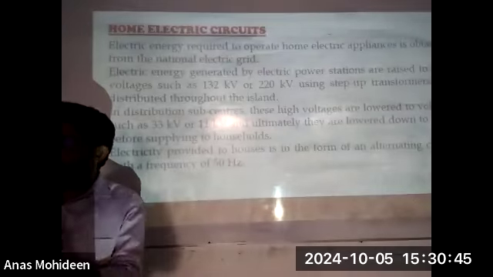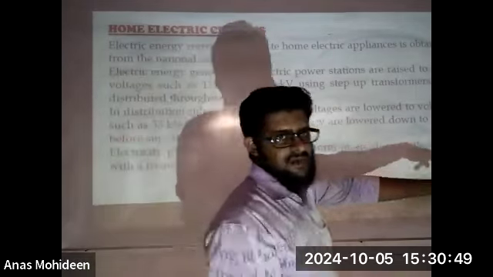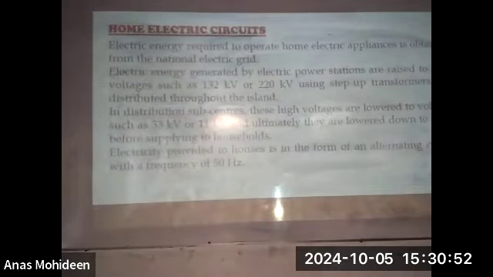And even this is not to be provided directly. Further, it will be reduced by another step-down transformer to 230 volts. This 230 volt current is what is supplied to your house.